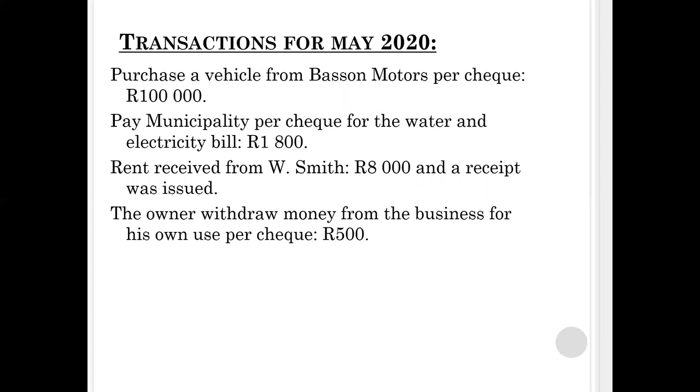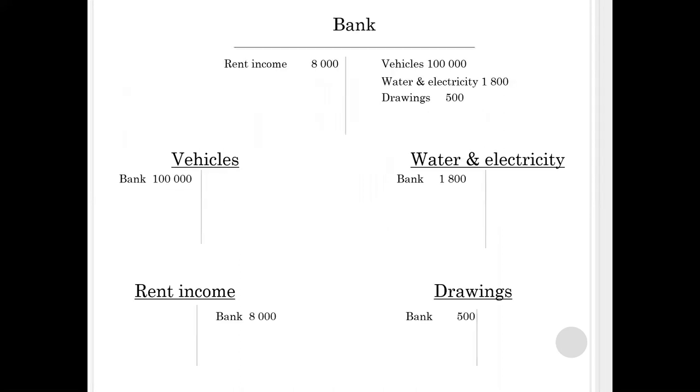Okay, and then the last transaction then, the owner withdraw money from the business for his use per check, 500 rand. Remember, what do we call it if the owner withdraws something for his own personal use? We call it drawings, right? And the amount is 500 rand. Okay, how are we going to enter it? Right, according to Lady Adelaide, which side of drawings must be the entry? On the debit side, your friend's bank, the amount is 500 rand.